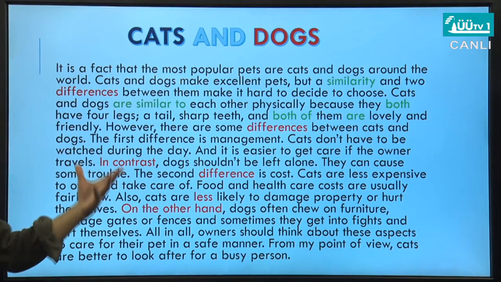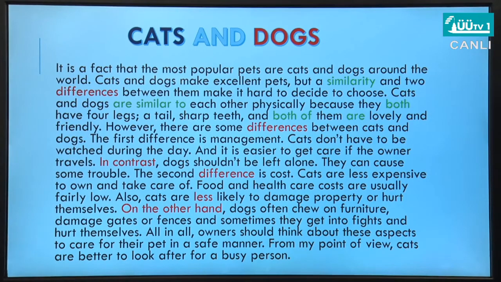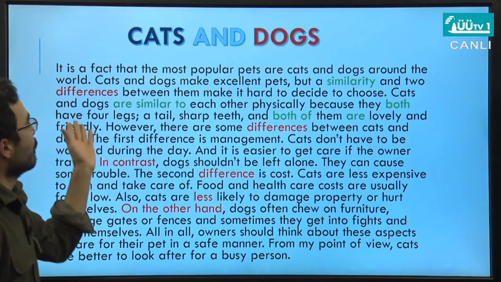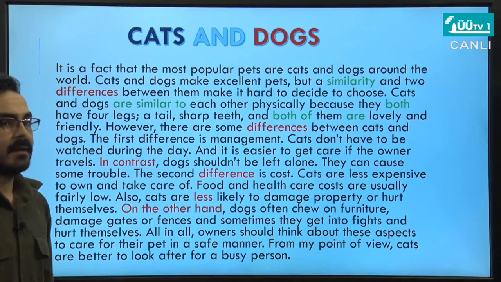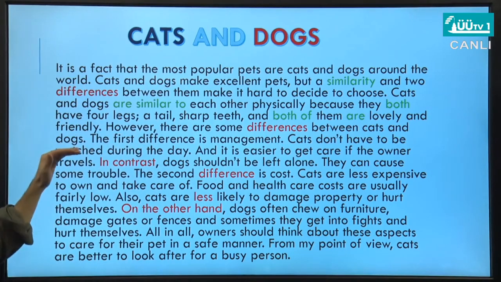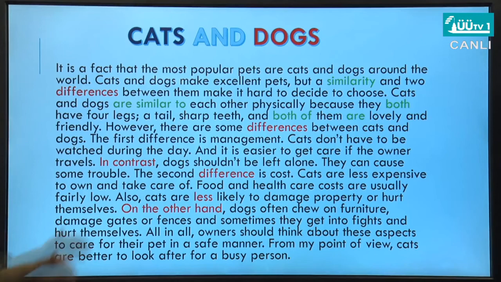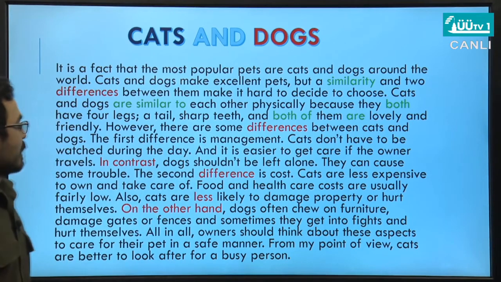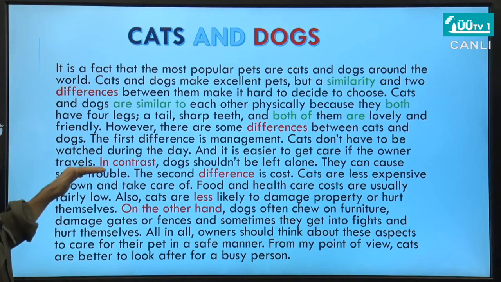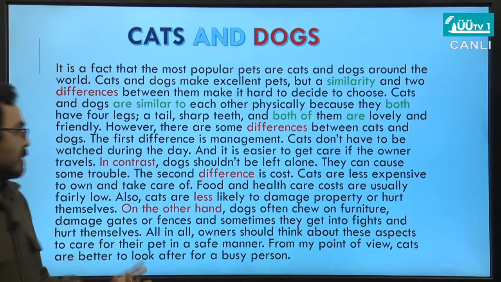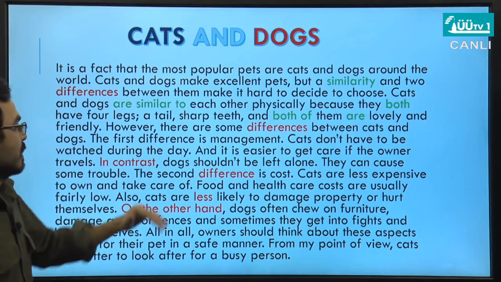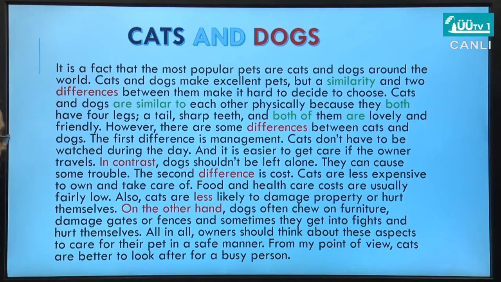We talked about their similarities, which is what? They both have 4 legs, right? And both of them are lovely and friendly. Here you go. This is your similarities, right? What are the differences, right? The first difference is management, right? Some cats can be managed better, right? In contrast, dogs shouldn't be left alone. We talked about this, right?